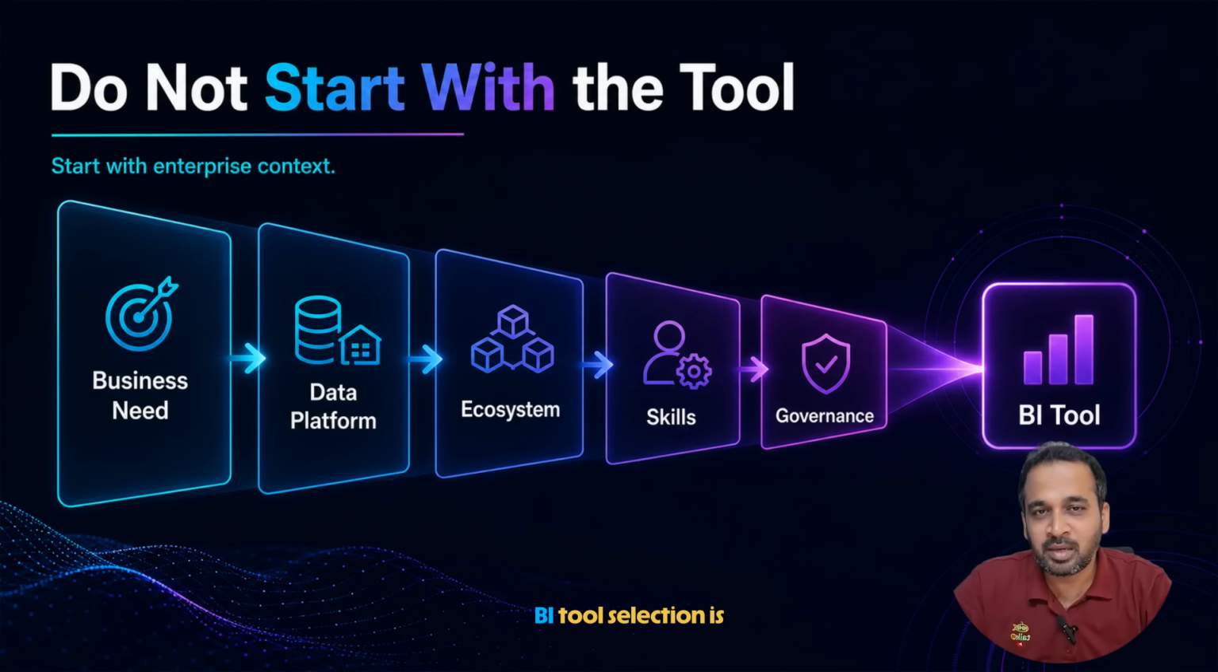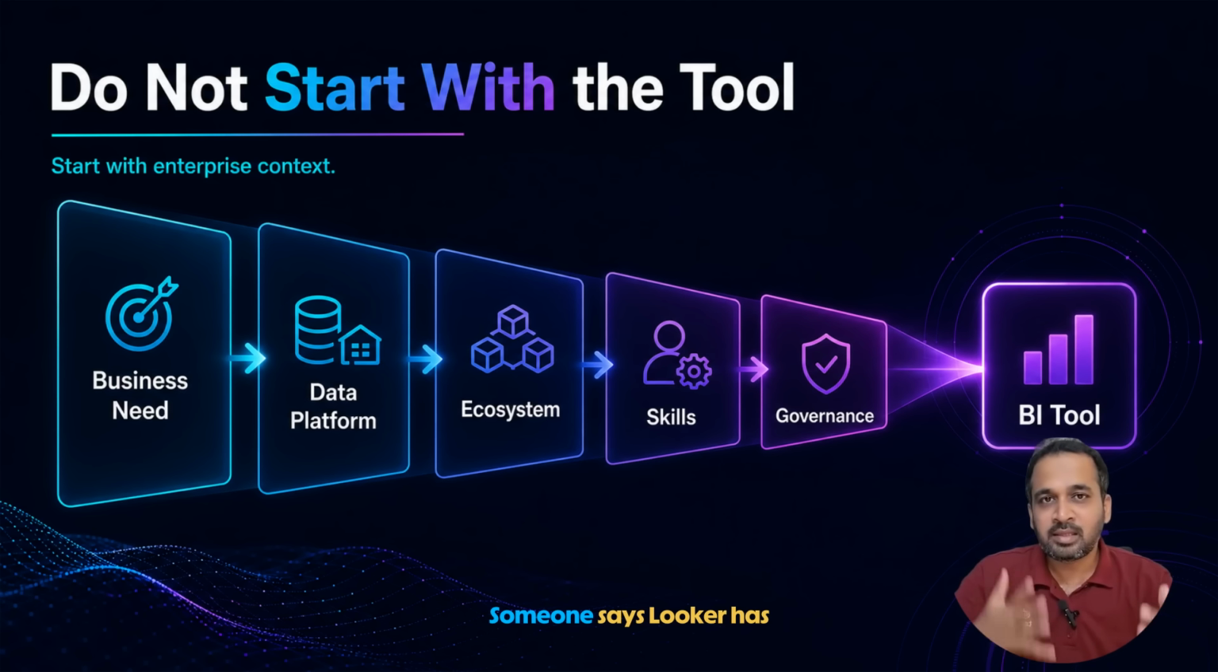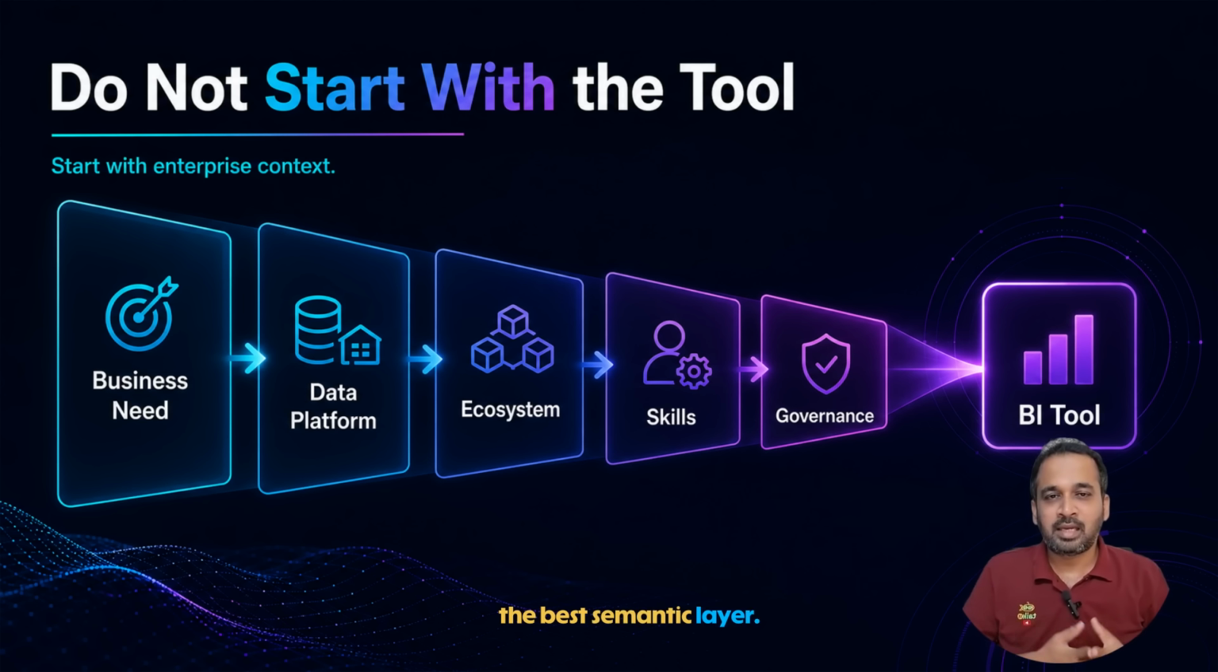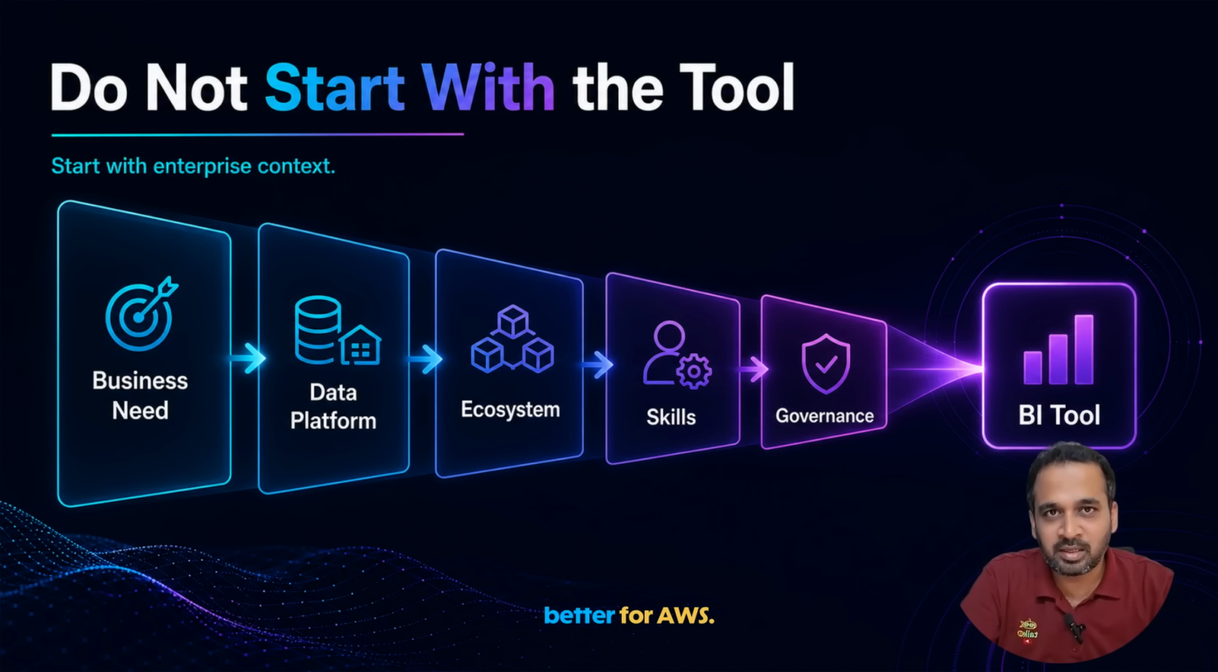One common mistake in BI tool selection is starting with the tool. Someone says Power BI is best, someone says Tableau is better, someone says Looker has the best semantic layer, someone says QuickSight is better for AWS. But as architects, we should not start with personal preference. We should start with enterprise context.